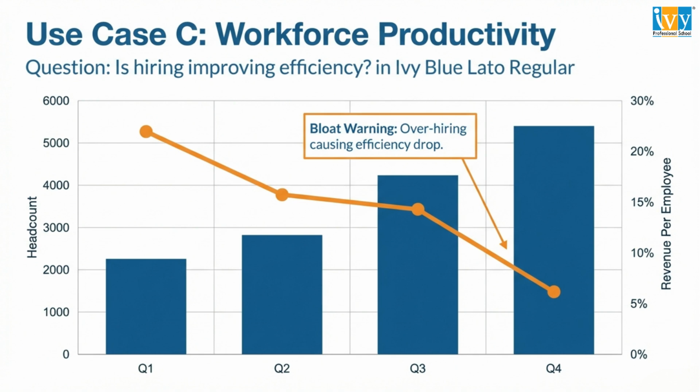This chart helps answer, is hiring improving efficiency? Headcount increases quarter by quarter, but revenue per employee declines. This is a warning sign of overhiring or underutilization. Such insights often trigger automation, restructuring, or role redesign decisions.